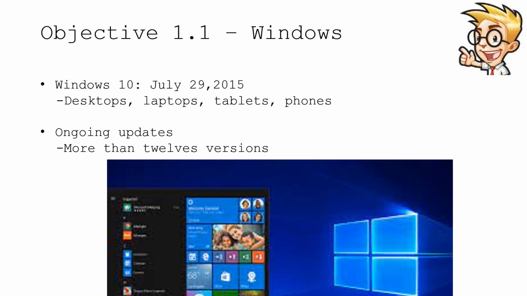There have been many updates to Windows 10 through the years, and to date there have been over 12 different versions of Windows 10 made available. The version that's either the latest or very close to the last update is version 21H2, that was released November of 2021.